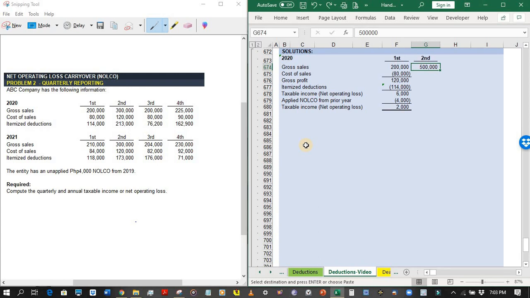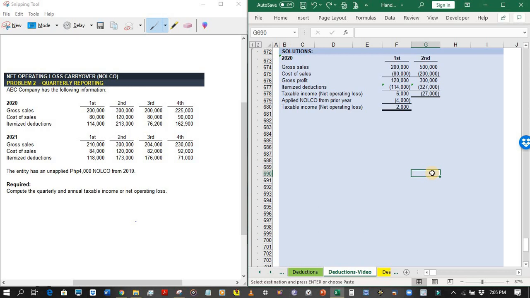The same goes with cost of sales, which is also cumulative. This is 200,000 pesos, computed as the total of 80,000 and 120,000 pesos. So the gross profit is 300,000 pesos. Then the itemized deduction should also be cumulative. The cumulative amount is 327,000 pesos. So the cumulative taxable income for the second quarter is 27,000 pesos, which means it is not a taxable income. It is a net operating loss.